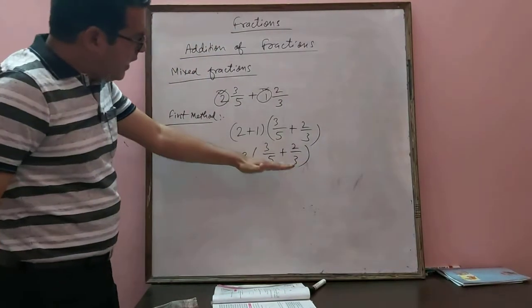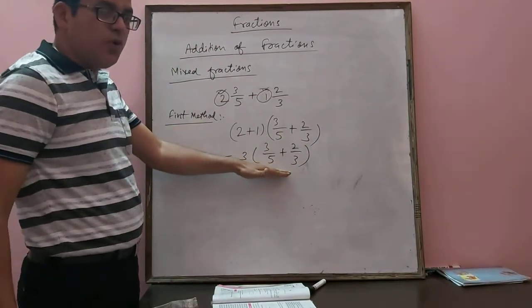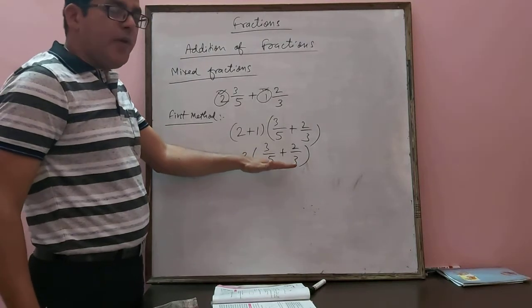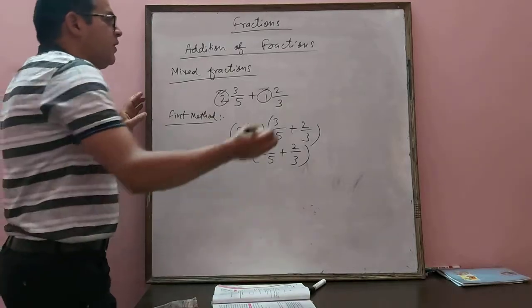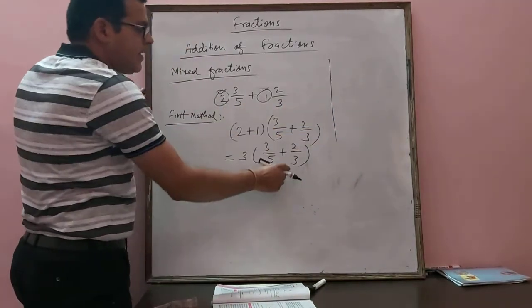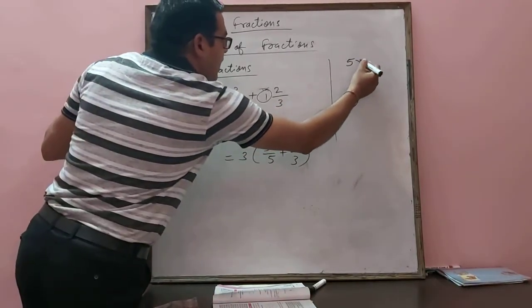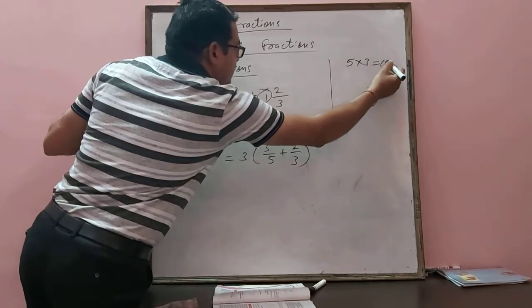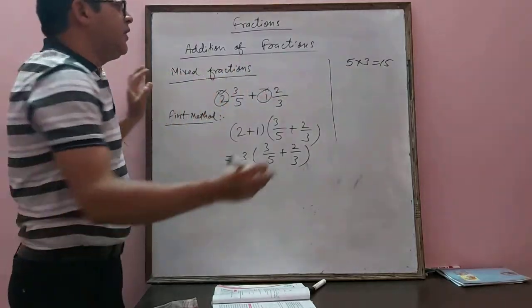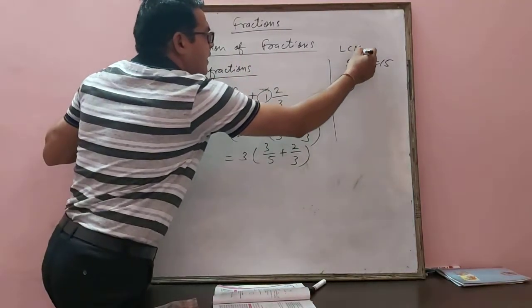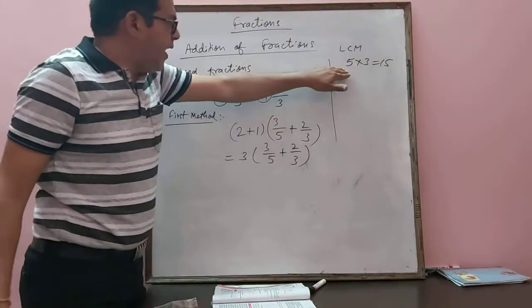Now we know that these are unlike, so we have to make these fractions like. How? First we need to take the LCM of 5 and 3. Since there is nothing common between 5 and 3, the LCM is 15. LCM of 5 and 3 is 15.